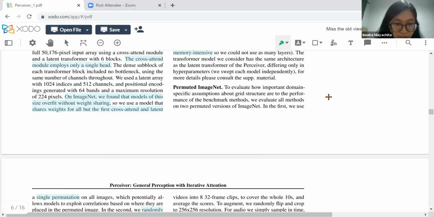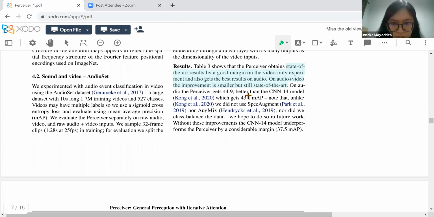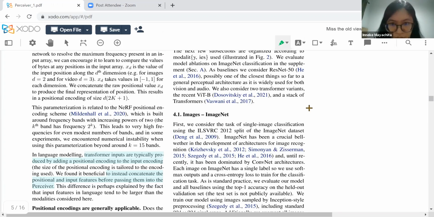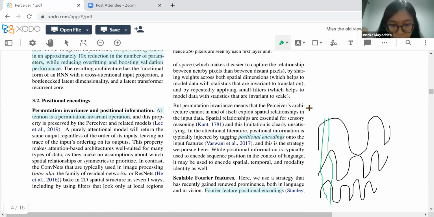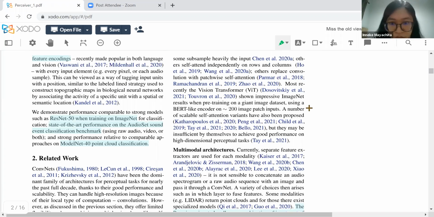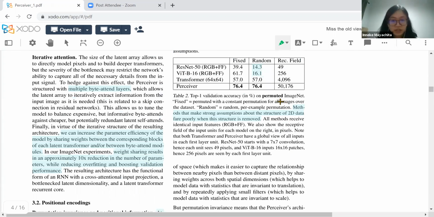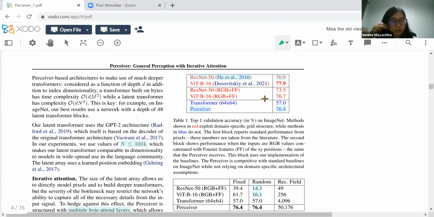I think we can just look at the results in this. I'm sorry, where is the table? I thought I saw something. Oh, this one. So this is the results of the experiments for images.